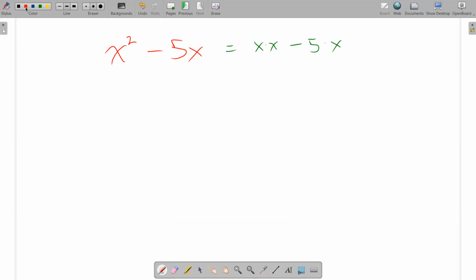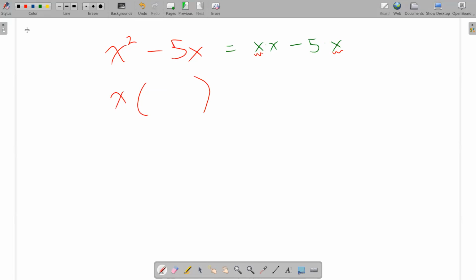And then what do they have in common? Well, a factor is just something that's part of a multiplication. All right, well, I see an x here and I see an x there. Doesn't matter which one I pick. So that is common to both of them. So I'm going to pull out an x.